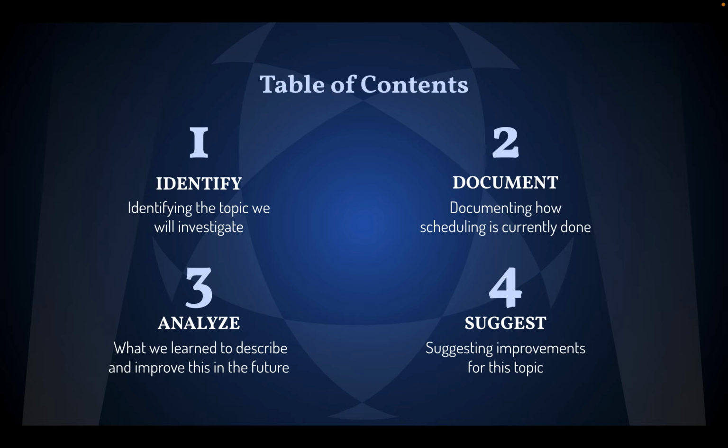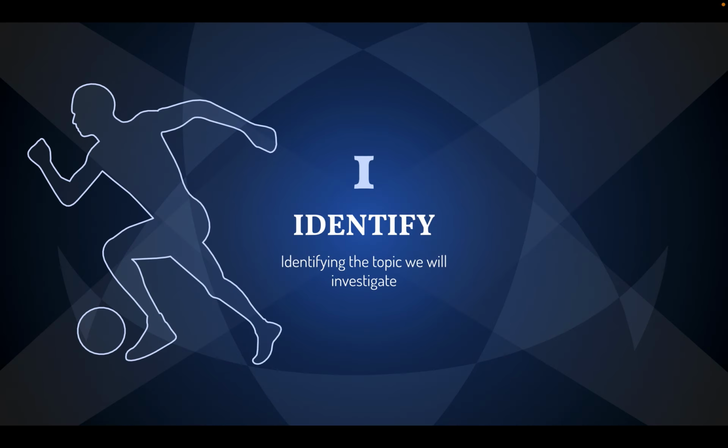This is the table of contents. We will start with identify, where we will be identifying the topic we wish to investigate. Next, we will cover document, where we document how scheduling is currently done. Next, we will cover analyze, where we will cover what we learned to describe and improve this in the future. Finally, we will suggest, where we will be suggesting improvements for the topic.